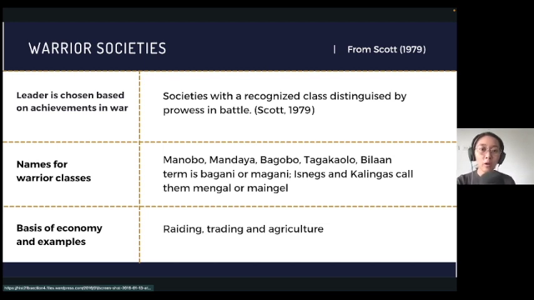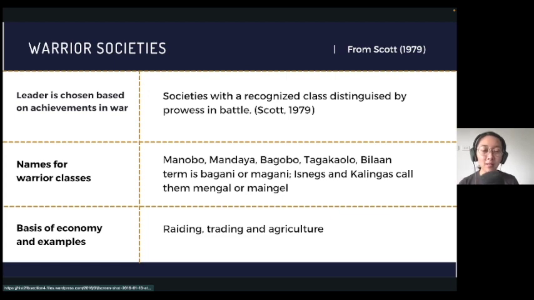So, for the Manobo, Mandaya, Bagobo, Tagakaulo, and Balaan, the term is usually Bagani or Magani, and these are places you find in Mindanao. The Isneg and Kalingas at some point have called these warrior classes the Mengal or Maingal or Braves, diba? These words may mean different things in the present. For instance, Bagani sounds like bayani or hero, right?